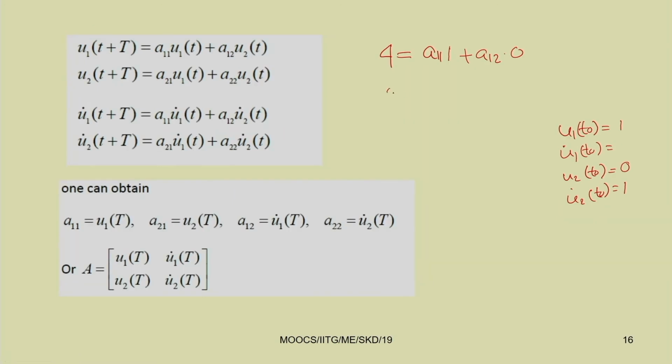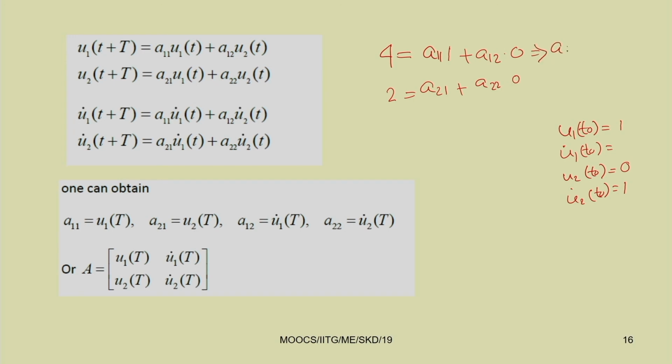So, in the second equation, 2 equal to u2. So, 2 will be equal to a21 into u1(T) equal to 1. So, a21 it becomes, and plus a22 into u2(T) equal to 0, so it is multiplied by 0. So, from this, what have you observed?